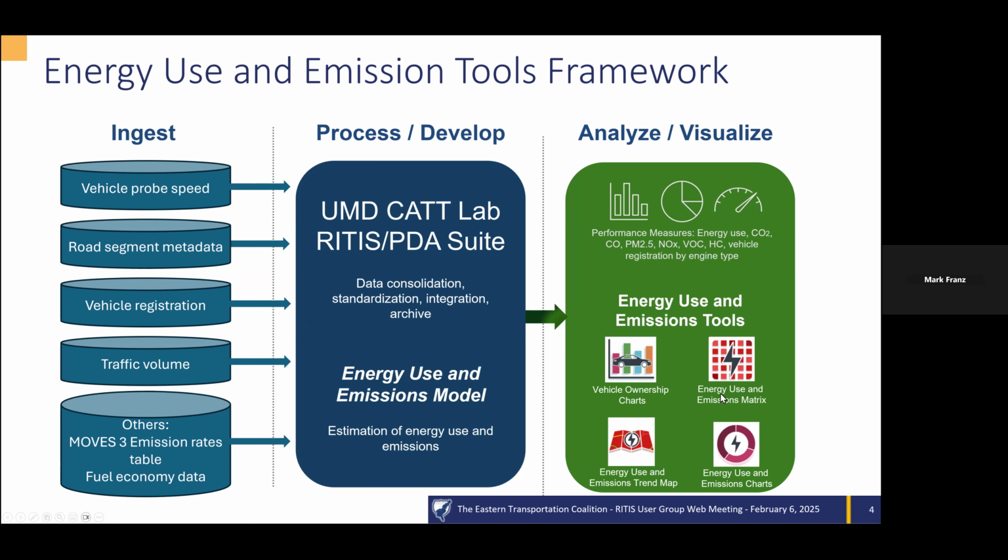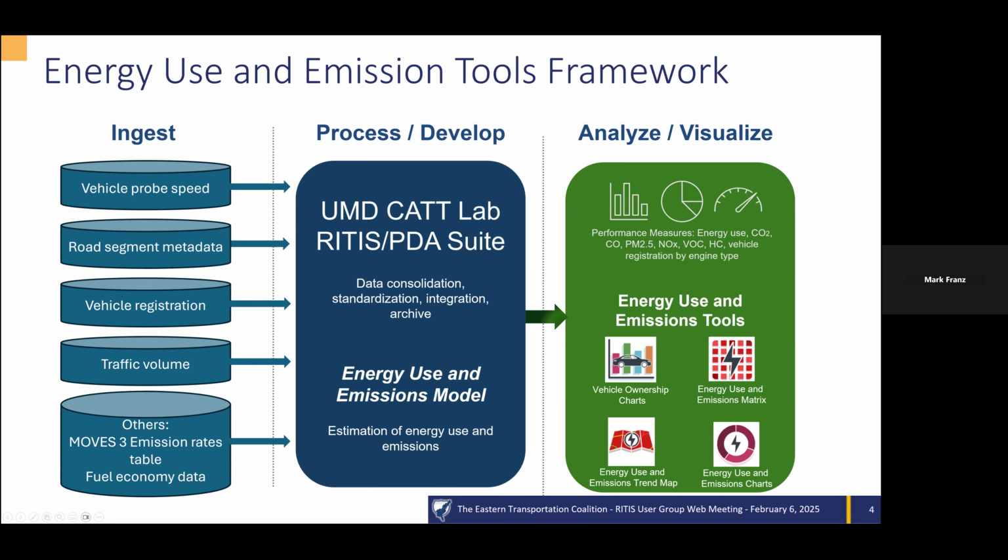We also have the energy use and emissions matrix, which allows us to look at the energy use and emissions parameters by day, hour of day, and day of week for the date range that's selected. We have a trend map, which plays like a movie where you can play either one date or multiple dates to show the difference or before and after study. And then energy use and emissions charts, which breaks down energy use and emissions by road class, hour of day, day of week. I'll walk through each of those.